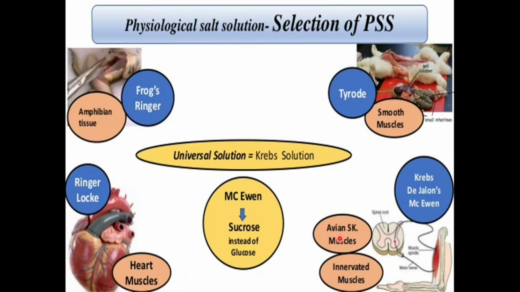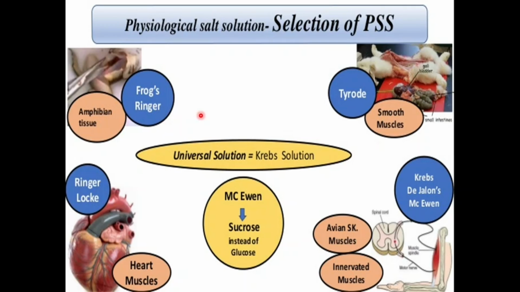For the avian skeletal muscles, which are the muscles of the bird, and the innervated muscles, the Krebs, the De Jalon and the MC1 can be used. And for smooth muscle studies, the Tyrode solution can be used. So these salt solutions are reserved for particular tissues, because they are best suited according to the particular tissue or muscle which you try to study. So for example, the frog ringer solution is reserved or ideal for amphibian tissue studies.